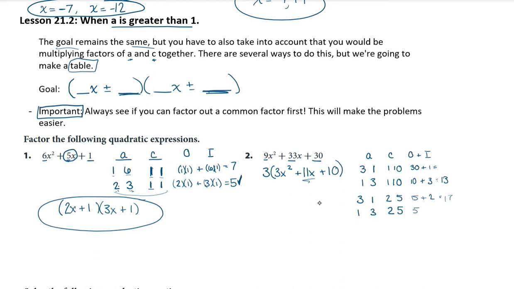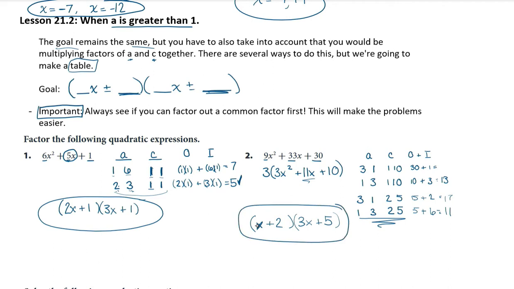1 times 5 would be 5, 2 times 3 is 6, and that does give me 11, so that means these are my factors, and I want to do them again in the order that's listed here. So we have x, 1x, so I'm just going to write x by itself, and then 3x, and then the second numbers would be plus 2 and plus 5. So this would be your final answer.